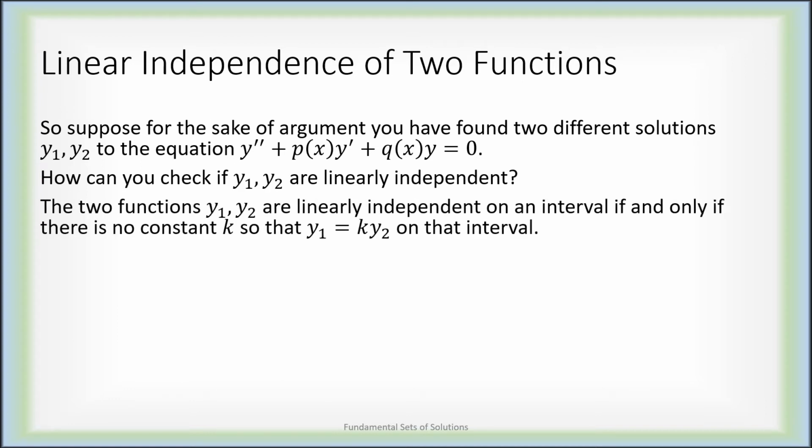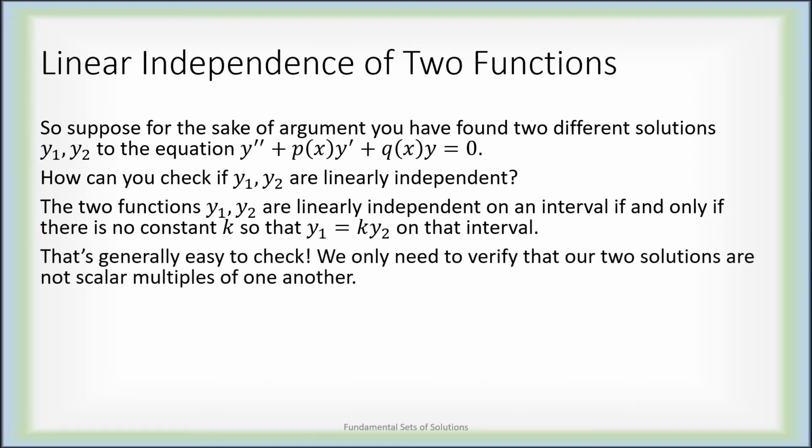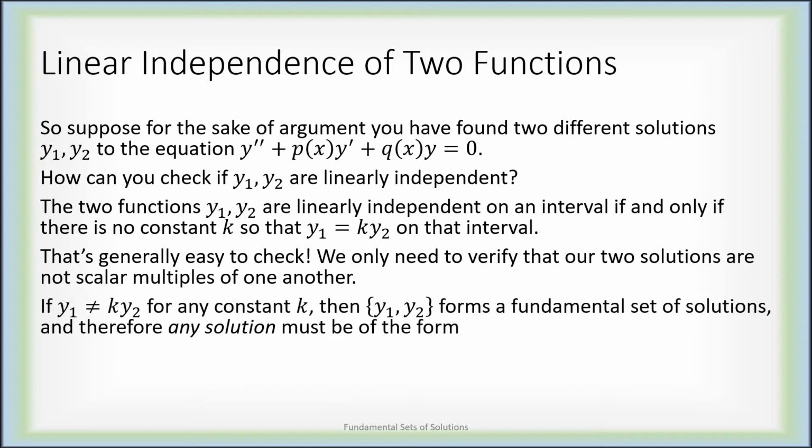Now, two functions are linearly independent on an interval if and only if I cannot possibly find a constant k so that y1 is equal to k times y2 on that interval. This is usually a pretty easy condition to check. We just have to verify that the two solutions we have are not multiples of one another. If one solution cannot be expressed as a multiple of the other, then you have found two independent solutions. In other words, you found a fundamental set of solutions. Once you have a fundamental set of solutions, you know that all possible solutions can be written as a multiple of y1 plus a multiple of y2.